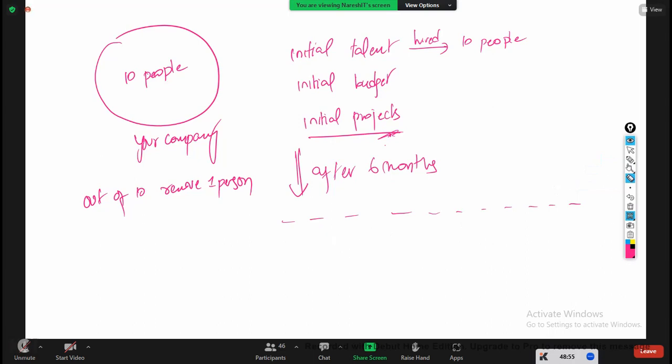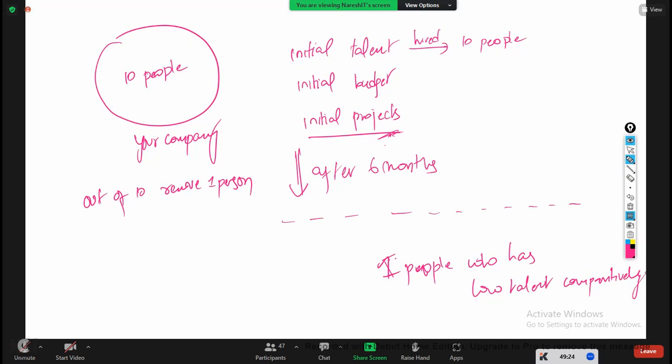But generally, out of 10 people, we identify the 9 people with good talent, and we are going to remove one person who has comparatively low talent. Basically, he also has talent, but when compared to these 10, he is low.